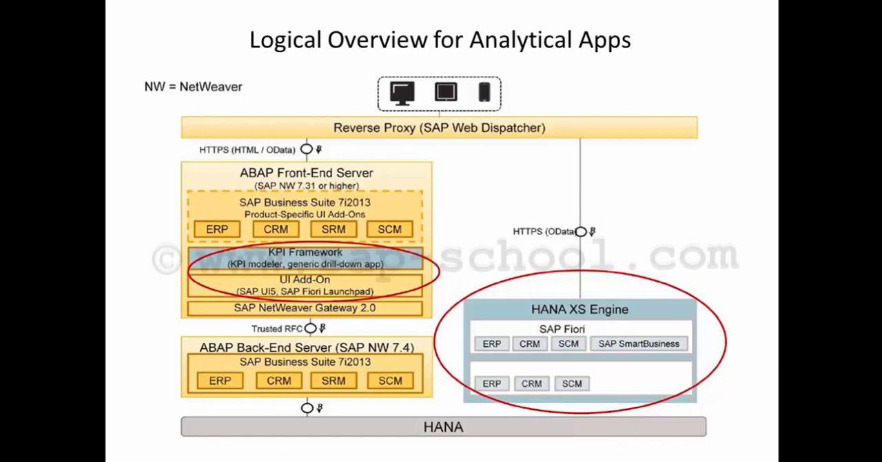So till now we have discussed the different Fiori app types, like the transactional apps, fact sheets, and the analytical apps. Then we discussed the high level architecture of the SAP Fiori landscape, then how the communication between the different layers happens, then the logical overview for all apps, and then the individual app types. So now let's move into the system and see how it looks in the system.